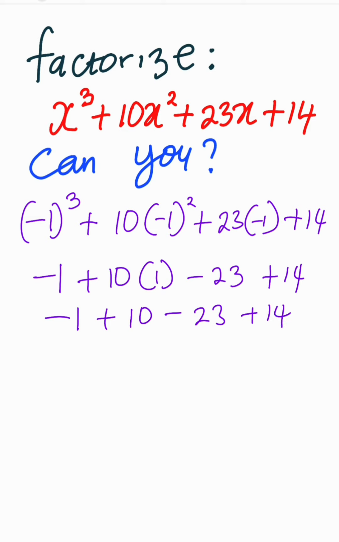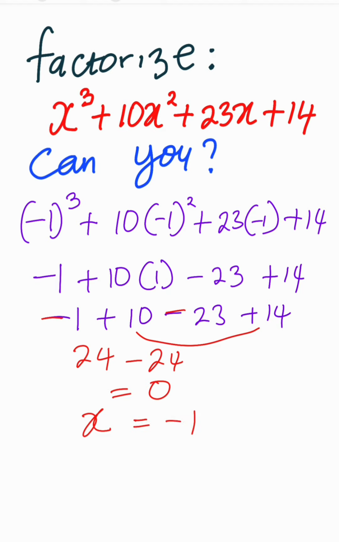Let us put the negatives together and the positives together. The positives will be 10 and 14, which is 24. The negatives are minus 1 and minus 23, which is minus 24. And 24 minus 24 is 0. That implies that the value x equal to minus 1 is a 0 of the original polynomial. Hence, we shall use this as a factor of it, x plus 1. Because if x plus 1 is a factor of it and you equate it with 0, it will give you x as minus 1. So x plus 1 is a factor.